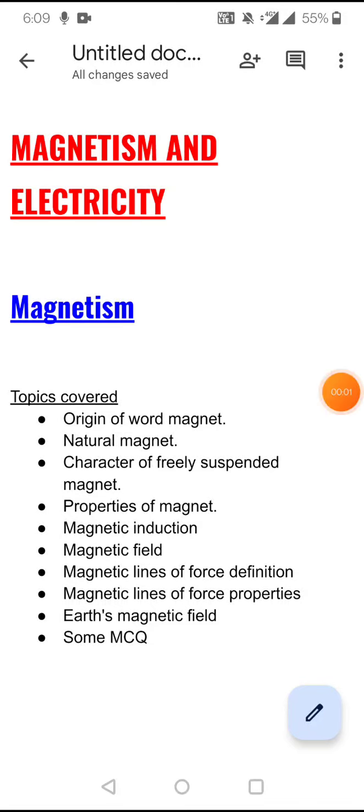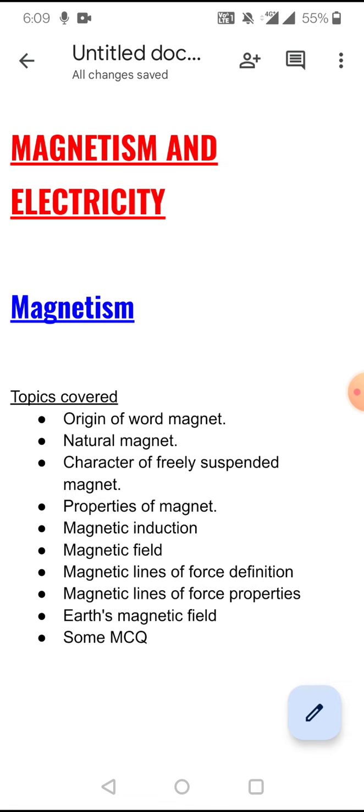Hi, today we start a new chapter, magnetism and electricity. First, we study magnetism and then we move on to electricity. Before starting the chapter, let us know what we are all covering in this video.